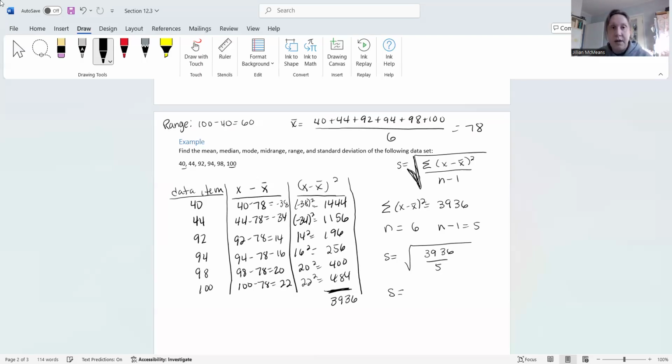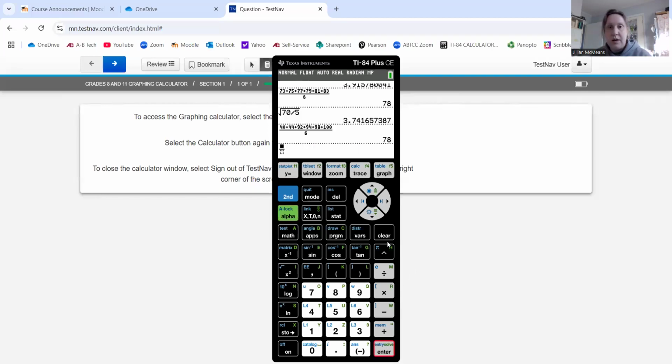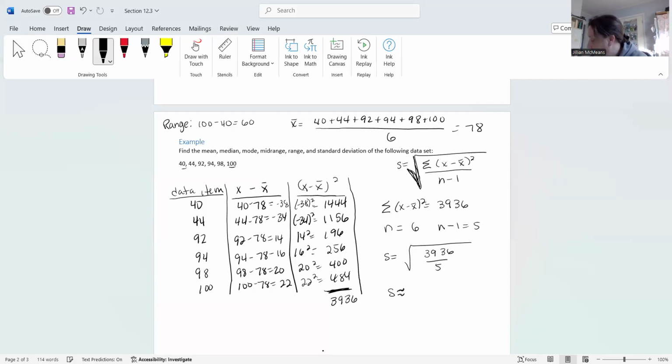Let's go back to the calculator really quick. Again, alpha y equals pulls up that fraction template. I don't want the fraction template right here, so let's do second x squared, and then I don't really need the fraction. So we'll do 3936 divided by 5. If we go 2 decimal places, we get 28.06, approximately equal. And that kind of fits.